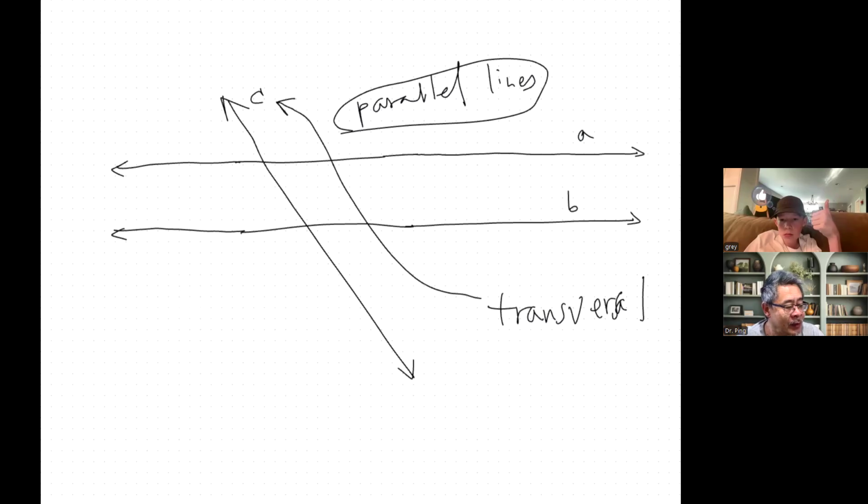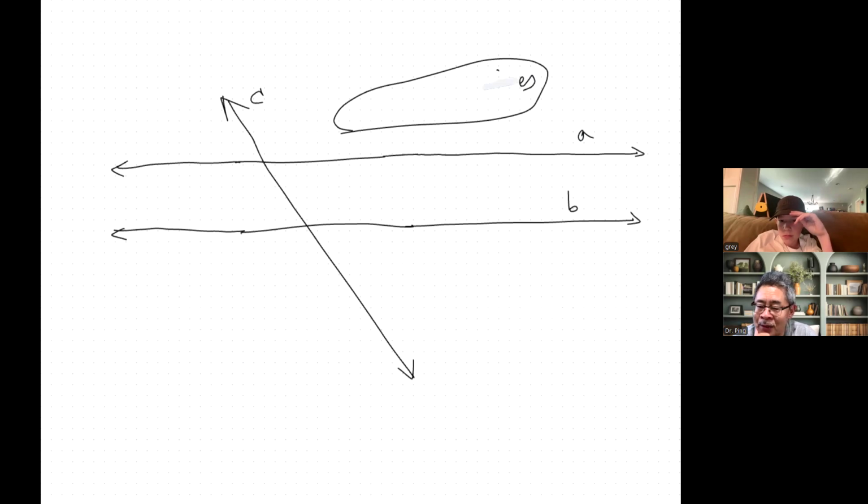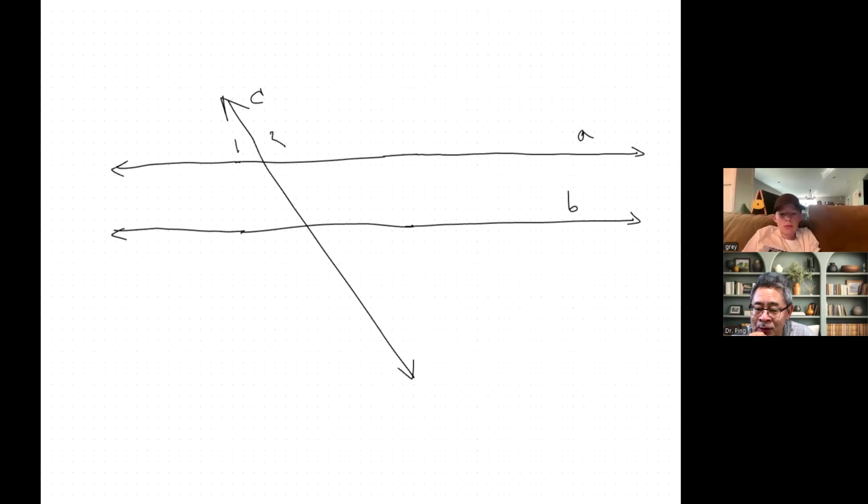Okay. Now, if you have a transversal, you notice that there are actually 8 angles that it can make. So if we call them, this is our 1, this is our 2, this is a 3, this is a 4. So 1, 2, 3, 4, then 5, 6, 7, 8.